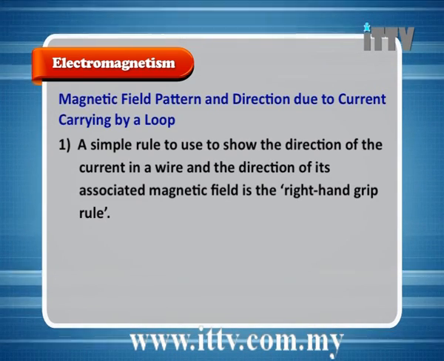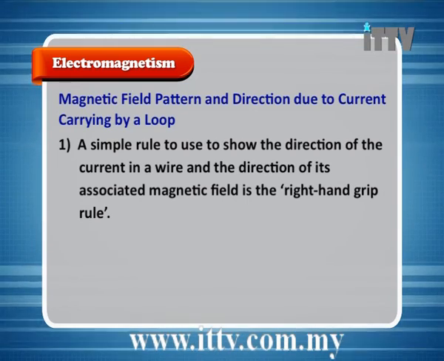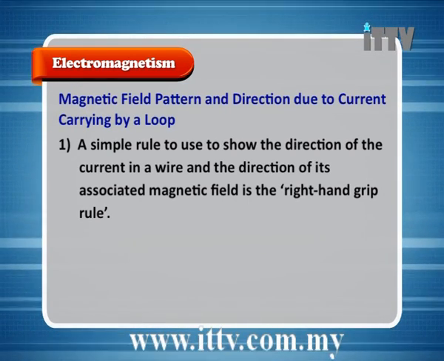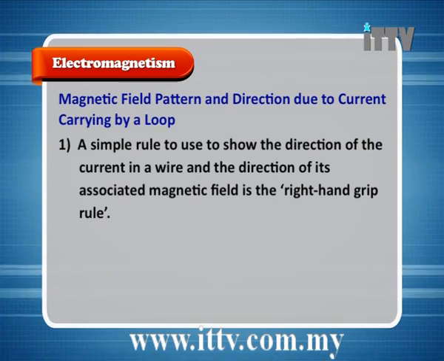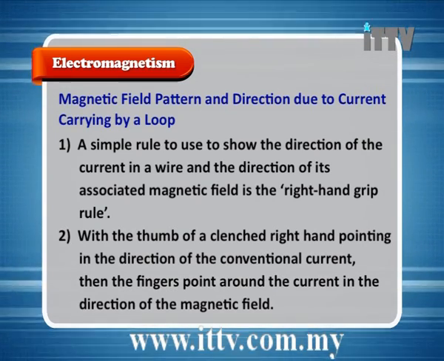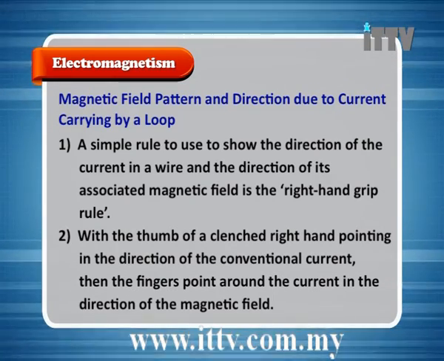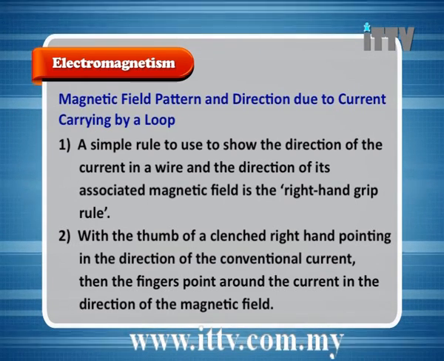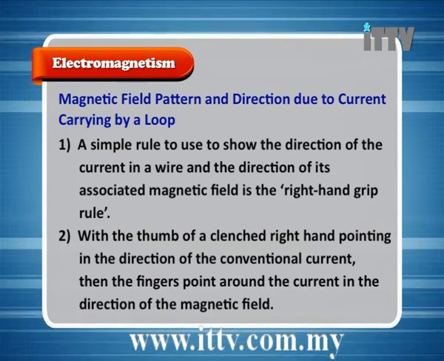A simple rule to use to show the direction of current in a wire and the direction of its associated magnetic field is the right-hand grip rule. With the thumb of a clenched right hand pointing in the direction of the conventional current, then the fingers point around the current in the direction of the magnetic field.